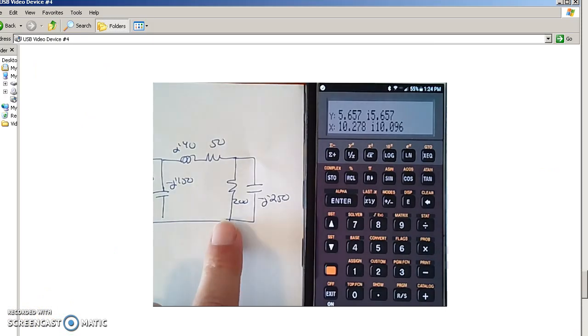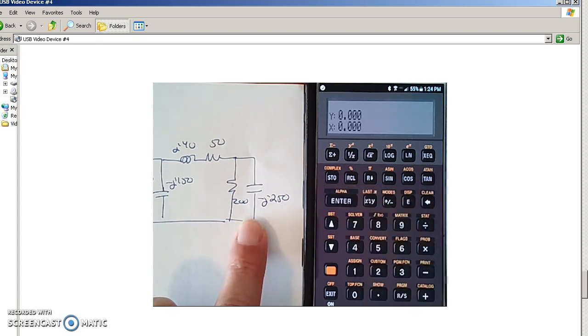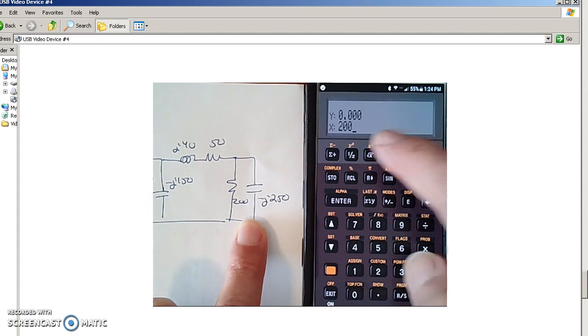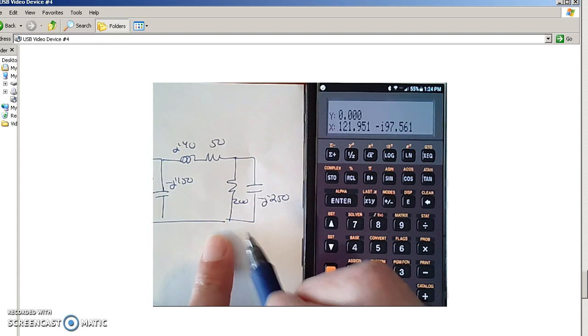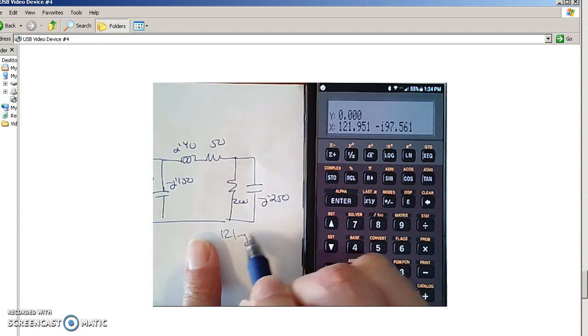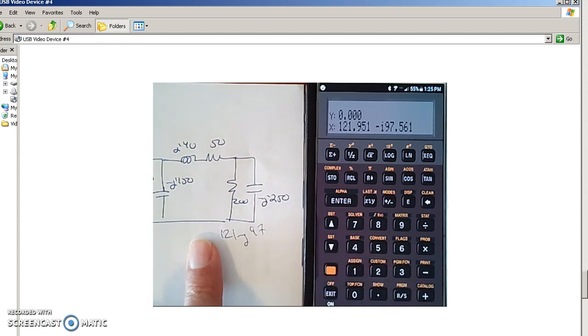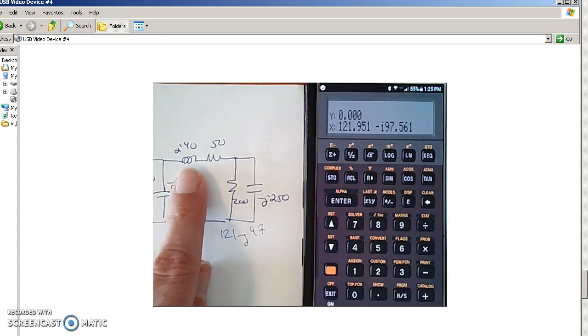Here I've got 2 impedances in parallel, 200 ohms and minus j250. So let's take 200 ohms, 1 over R1 plus 1 over R2. Enter minus j250: 0, enter 250, negative, there's minus j250, 1 over R2, add the inverses. These two together give you 121 minus j97 ohms. Now this is in series with 50 plus j40.